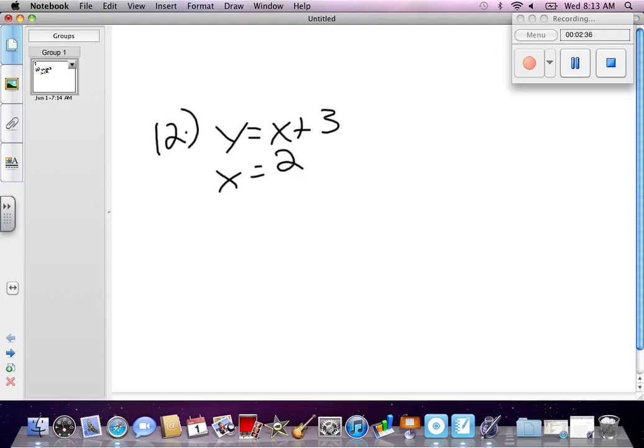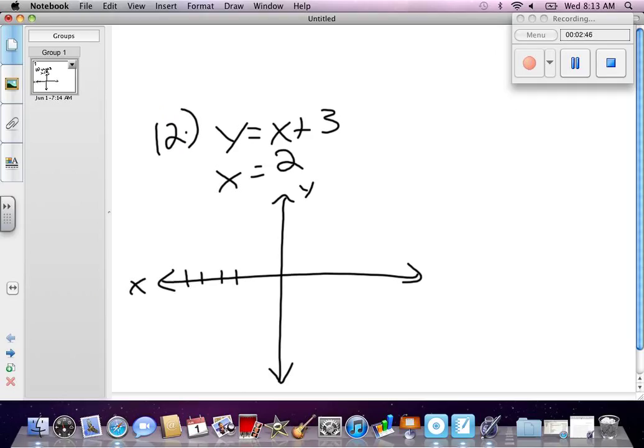Okay, so again we have a y-axis and an x-axis. 1, 2, 3, 4, 5. Okay, so first I've got a line at x equals 2. So we go over 1, 2, and it's just a solid line at 2.